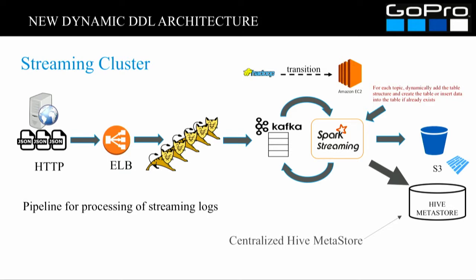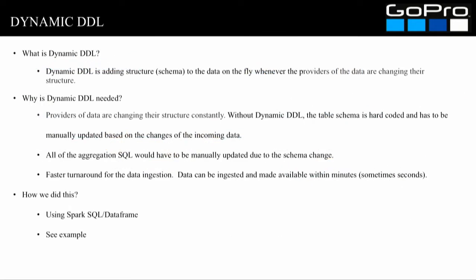From this point of view, you probably wondered, what is a dynamic DDL, why do we need a dynamic DDL, and how did we do this? The definition of dynamic DDL is really simple. It's just adding the structure to the data on the fly, whenever the data provider changes their data structure or not. As David already mentioned, we are not the provider of our data, so we don't have control of our data structure. Sometimes our data providers change their data structure constantly.